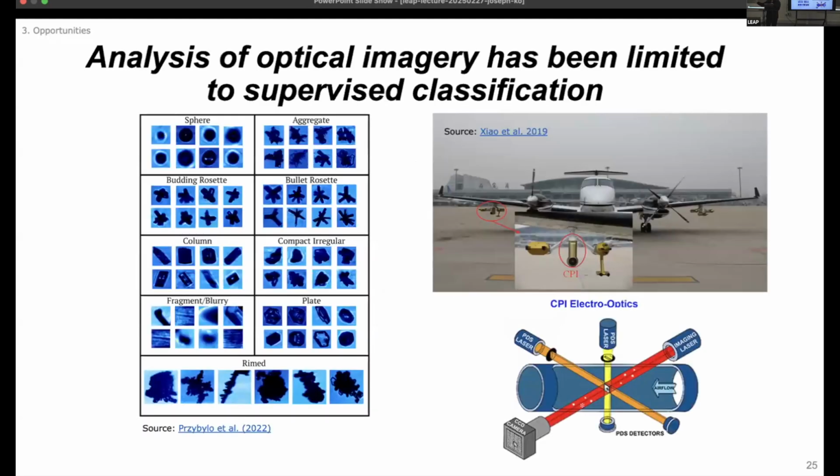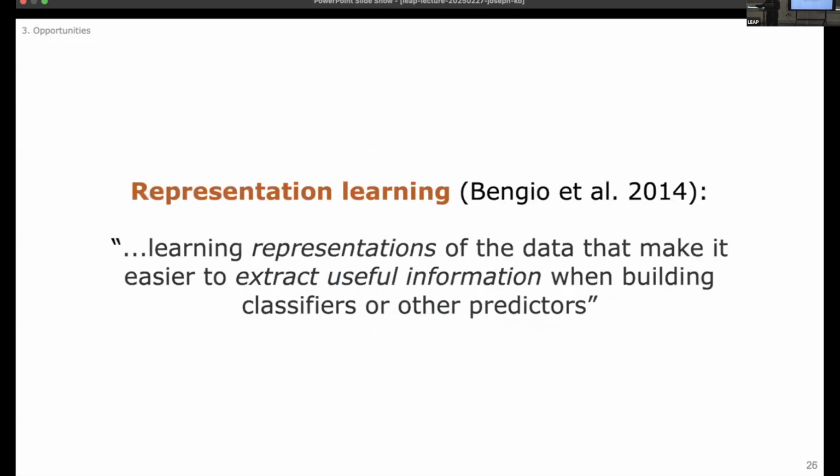Going back to this for context, as I explained, some people have used supervised classification to classify ice crystals by habit, but this relies on some assumptions, for example that the ice has hard classes. But if you look closely at the ice crystal imagery, there are a lot of ambiguous crystals. In addition, the process of hand labeling is very laborious, right? So we thought about potentially using representation learning.